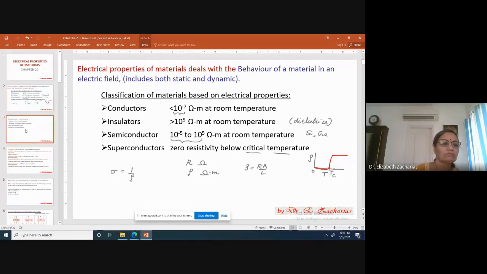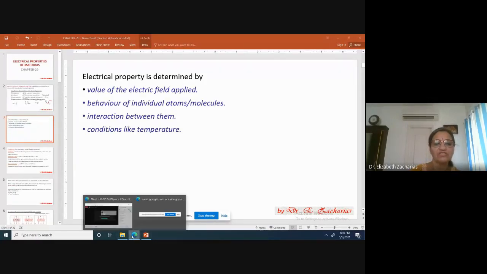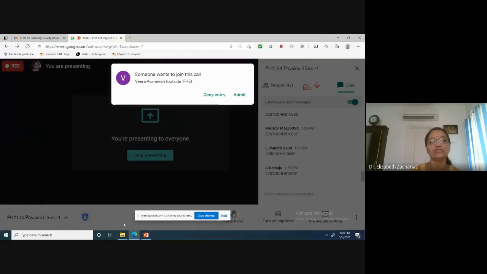Next, what decides the classification of these materials? What decides whether a material is going to be a semiconductor or a superconductor?